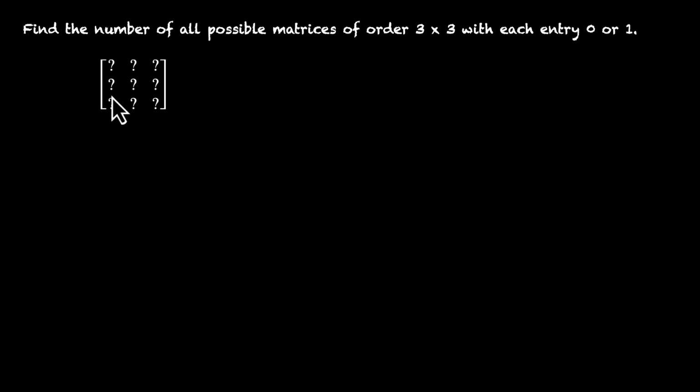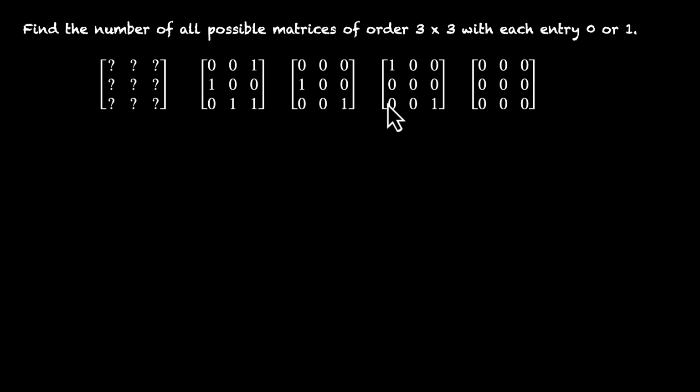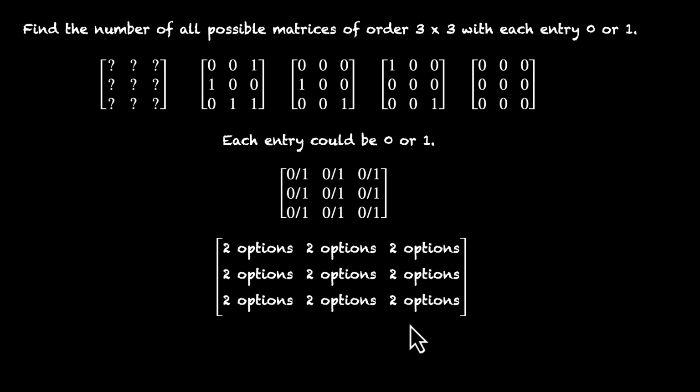Okay, so here's our 3 by 3 matrix. We don't know each of these elements, but they could be zeros or ones and nothing else. Here are a few examples. Okay, but how do you figure out the total number of possible matrices? Let's think about it. Each of these could be 0 or 1, which means if you look at just one of the elements, let's look at this first element, this could be 0 or 1. So we have 2 options for this. Similarly, we have 2 options for this, 2 options for this, and so on. So each of these has 2 options to be filled.